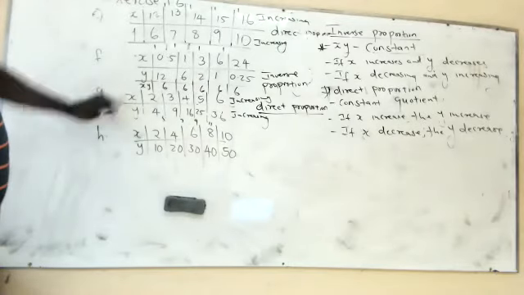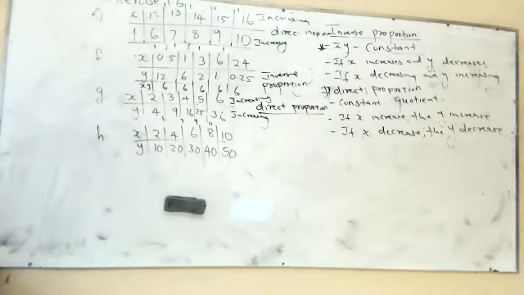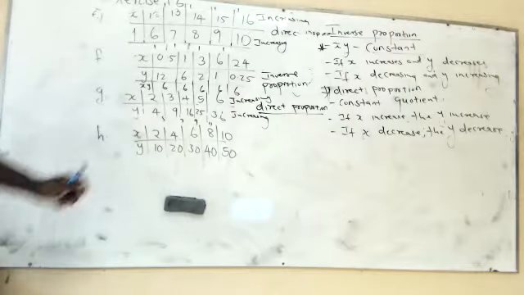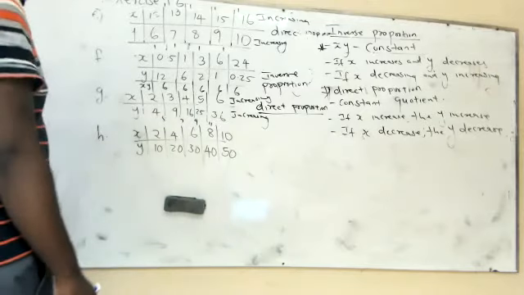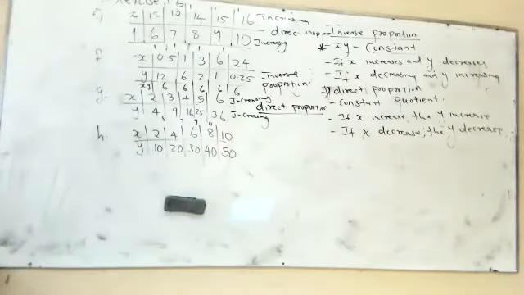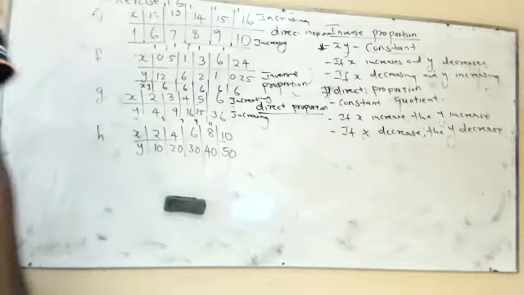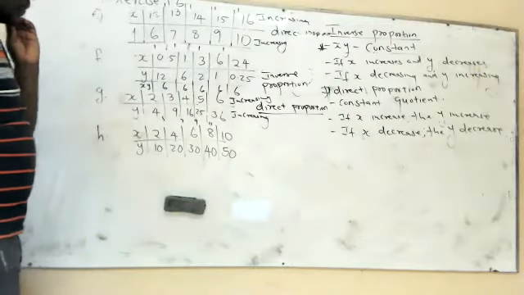So I know this question is a bit complex, but if you did not understand it, let me know. I'll try to explain it again. Okay, can you try question number H? What do you think will be the proportion on table number H?